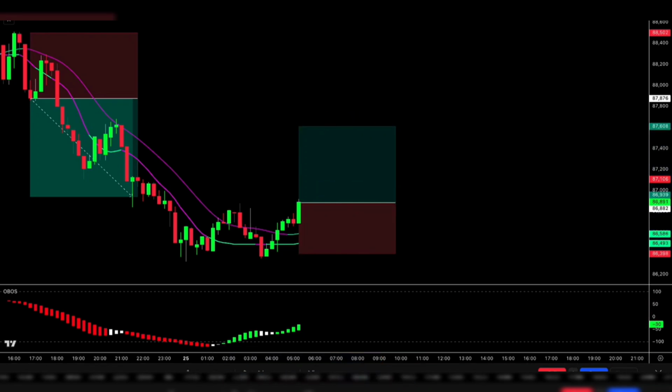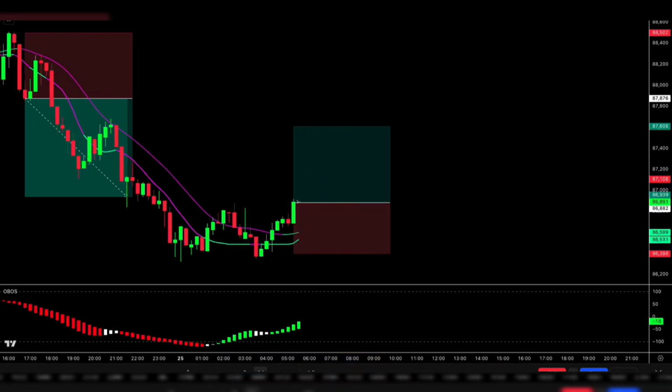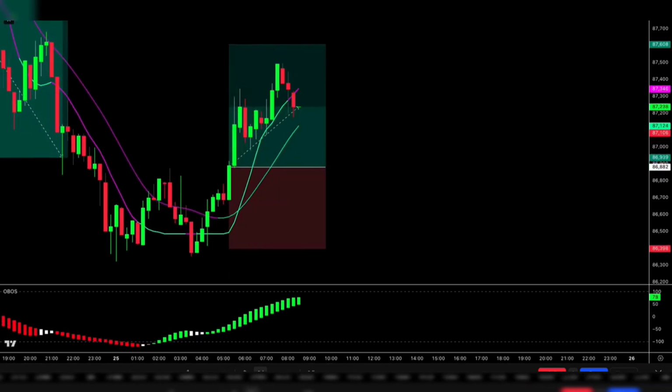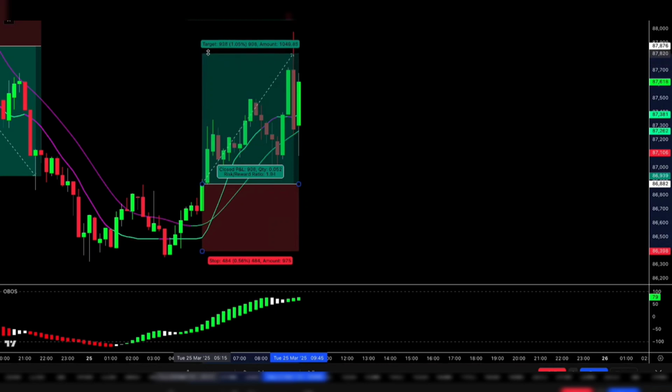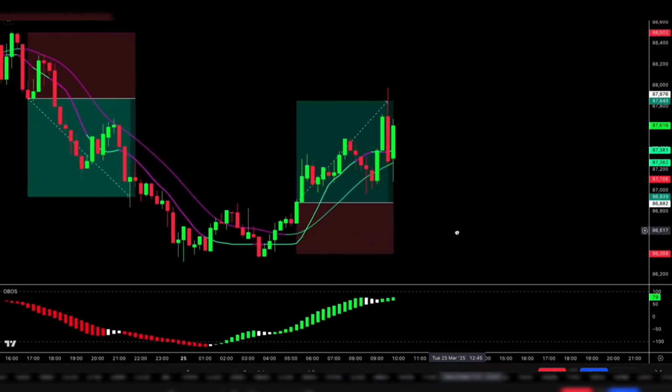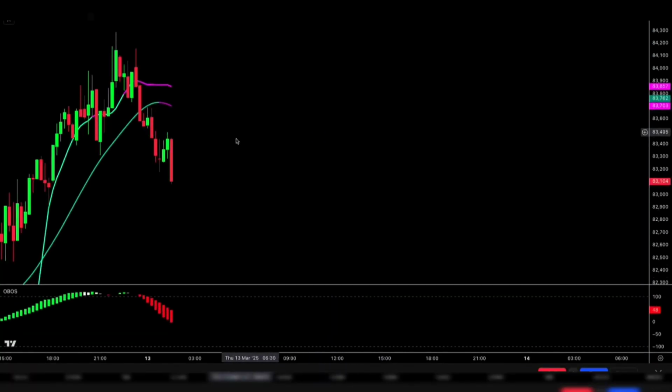How does this trade play out? The market has completely hit the target. I hope you must have liked this trading strategy. Let's see another sell trade.